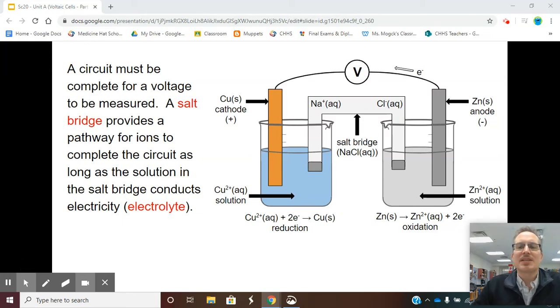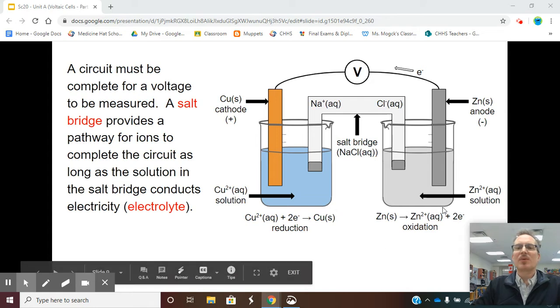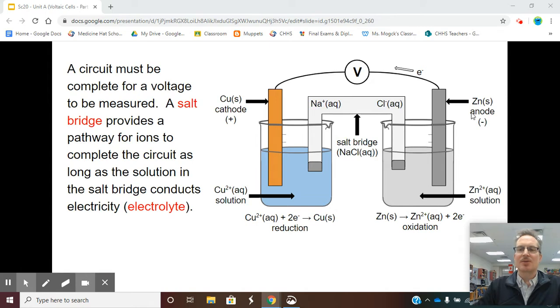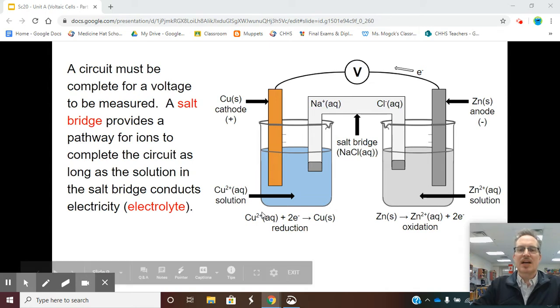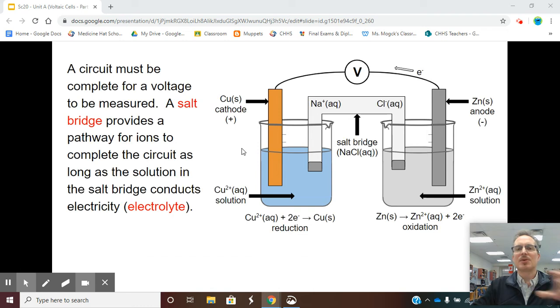Welcome back, Science 20s. When we were last talking about a voltaic cell, we had just finished talking about how, again, oxidation always occurs at the anode, vowel, vowel. Reduction always occurs at the cathode, consonant, consonant. Goofy rule number one. Goofy rule number two.